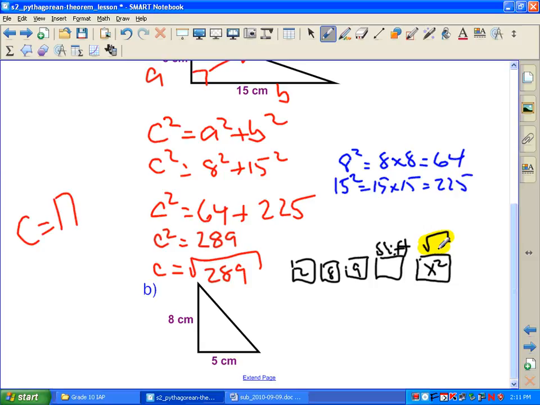is 17. 17 what? Footballs, hamburgers, hand grenades? No, the units are centimeters. So c is 17 centimeters. Okay? Now, moving on to the next example.